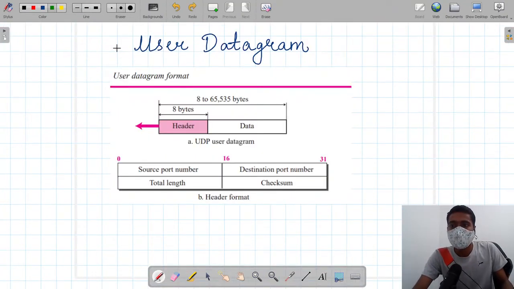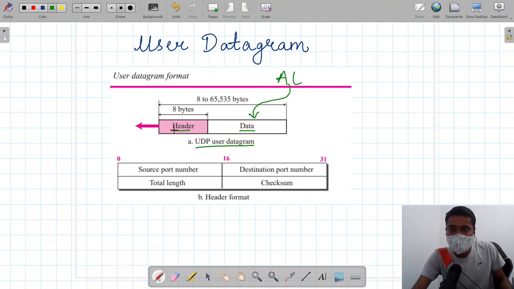Basically, a UDP packet itself is known as a user datagram. The user datagram consists of a header and data. So what is this data? The application layer is going to provide some data to the transport layer. That data will be appended to the header itself. Combined, that is known as a UDP user datagram.